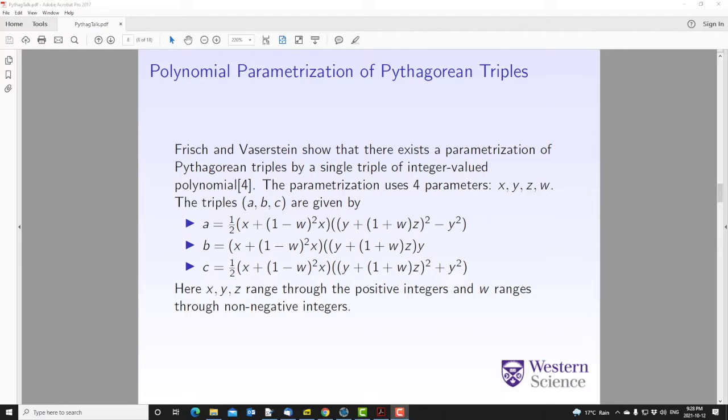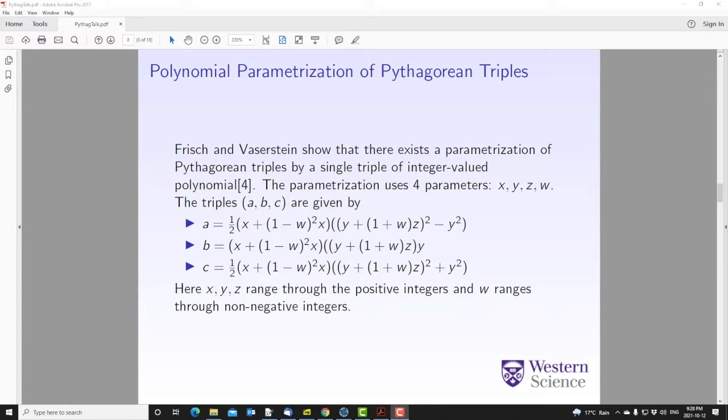A final comment on methods of generating Pythagorean triples is a paper by Frisch and Wasserstein. They point out that Euclid's method, m squared minus n squared, 2mn, m squared plus n squared, will always start with an odd number, and then the second element of the triple will always be an even number. And they ask, what happens if you want the other way round? What if you want to start with an even number and then go to an odd number? So in addition to 3, 4, 5, how do you generate 4, 3, 5?